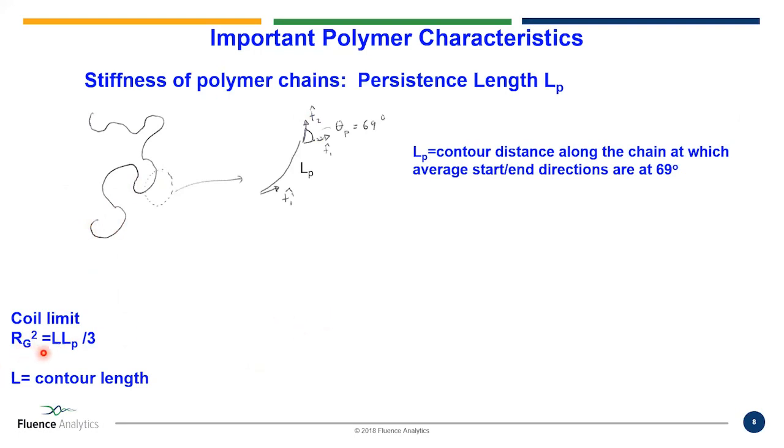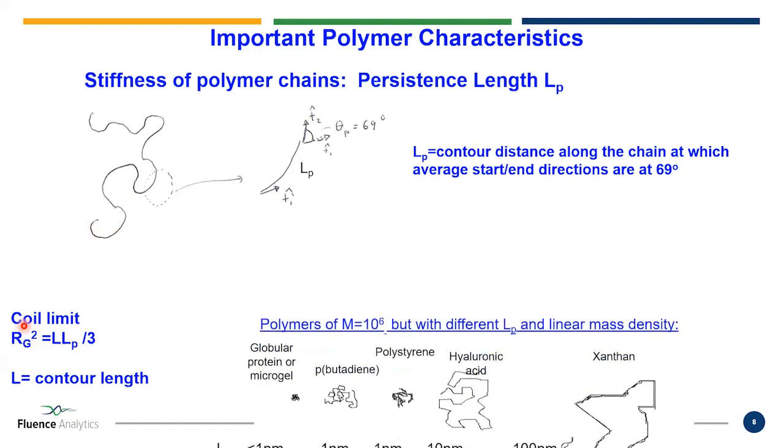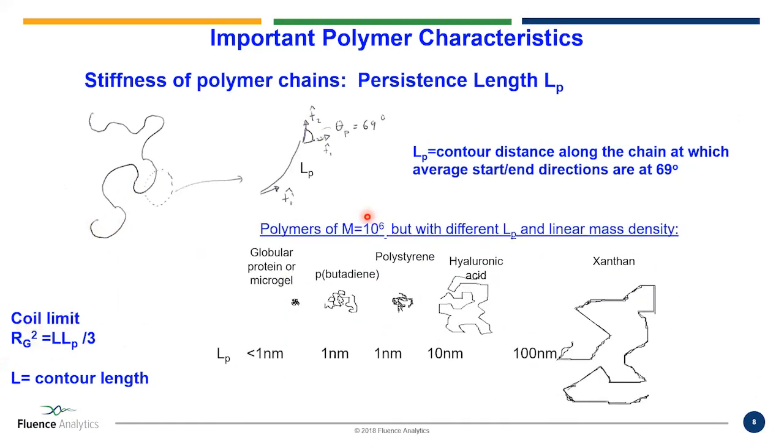Then you can relate the contour length and persistence length to the radius of gyration. Now to give some visuals on this, let's consider several different polymers, all of the same mass, 1,000,000 grams per mole. One is a globular protein, or might be a microgel. It'll be not stiff at all. It's all coiled up. Its persistence length will be much less than a nanometer, and there it is. That's the space it's occupying.